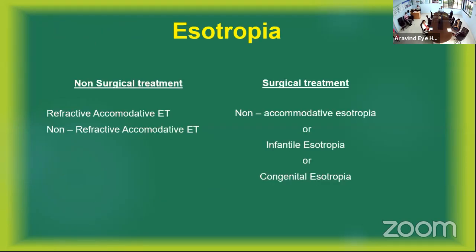So coming to esotropia, which is most commonly seen. We'll talk about non-surgical treatment and also the surgical treatment. The non-surgical treatment is only available for refractive accommodative ET and non-refractive accommodative ET. Surgical treatment is the treatment of choice for non-accommodative esotropia, which is what we commonly see in practice, which is also commonly referred to as infantile esotropia or congenital esotropia.